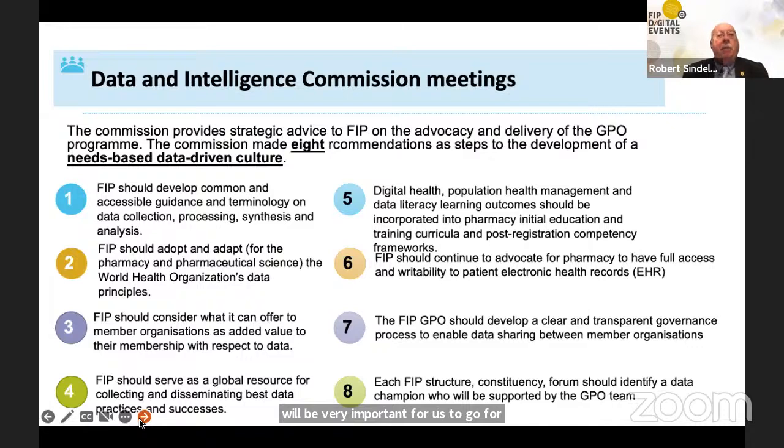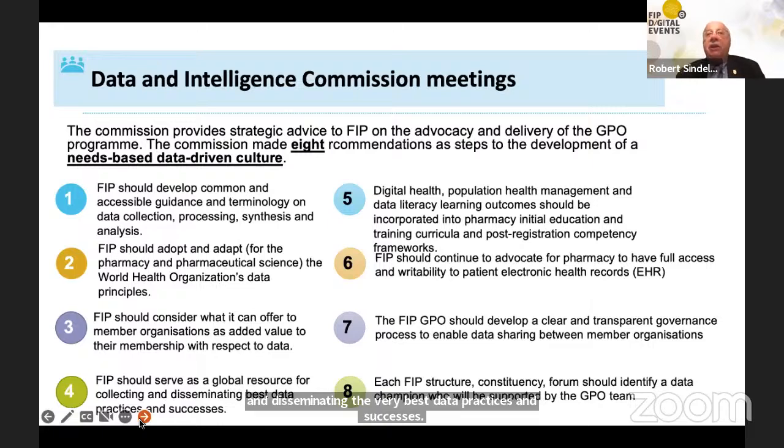FIP should develop common and accessible guidance and terminology on data collection, processing, synthesis, and analysis. FIP should develop and adapt for both pharmacy practice and the pharmaceutical sciences, the World Health Organization's data principles. FIP should consider what it can offer to member organizations as added value to that membership with respect to data. FIP should serve as a global resource for collecting and disseminating the very best data practices and successes.